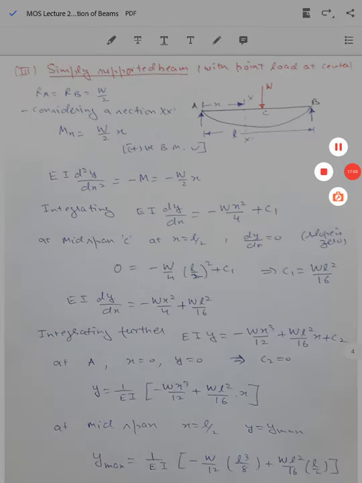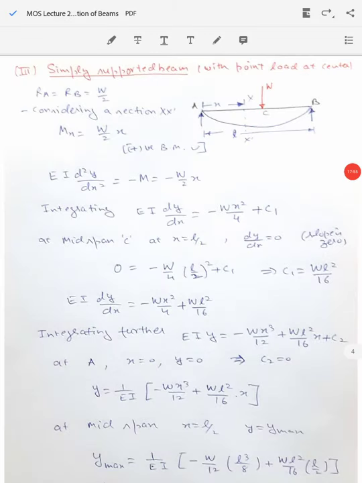Now our third case, this is the case of a simply supported beam with a point load at the center. As you remember, in case of finding the bending moment for such cases, we first need to determine the reaction of the beam in the case of a simply supported beam. This is a symmetrical beam and the load is being applied exactly at the center. So the reaction RA will be equal to RB, which will be simply W by 2. Half of the load will be shared at each of the supports.